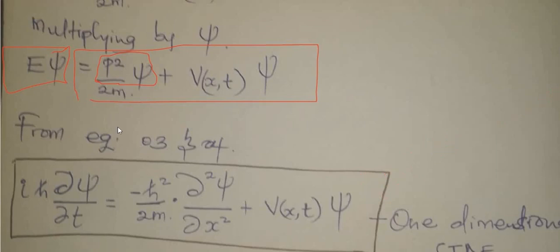So this is the final Schrodinger time-dependent equation.